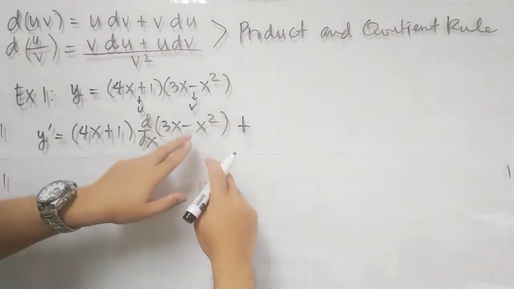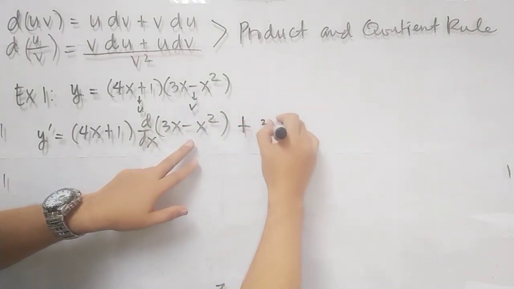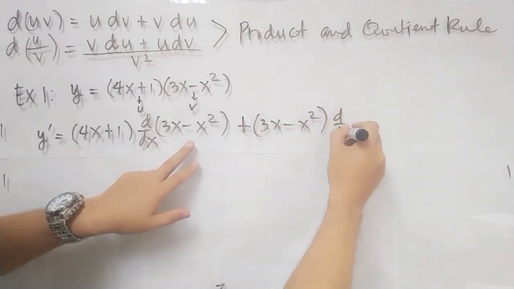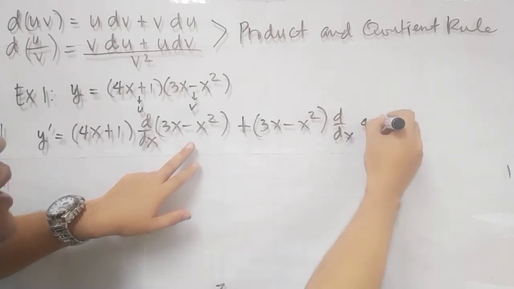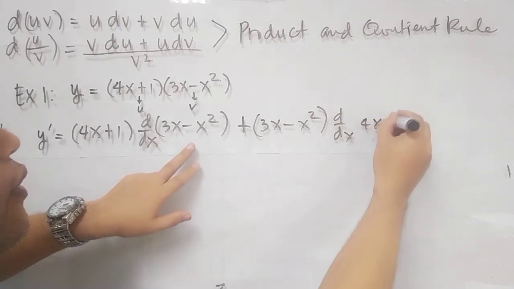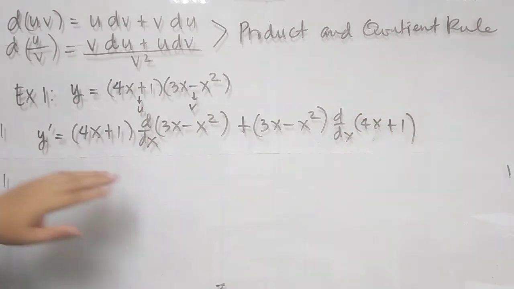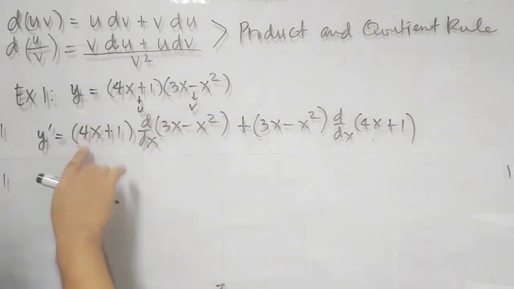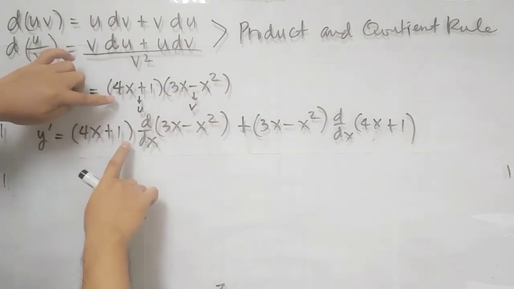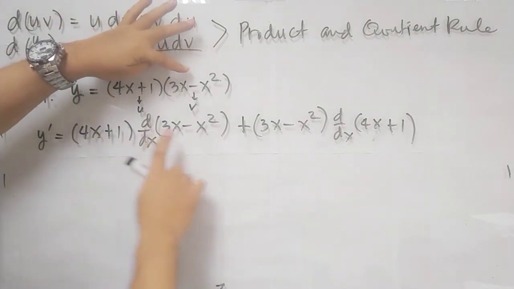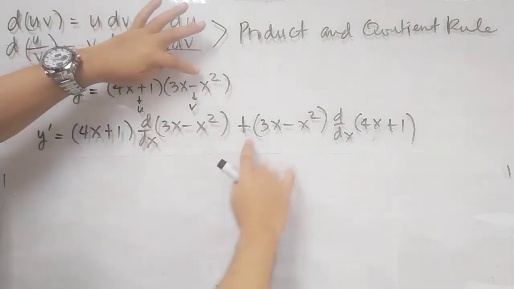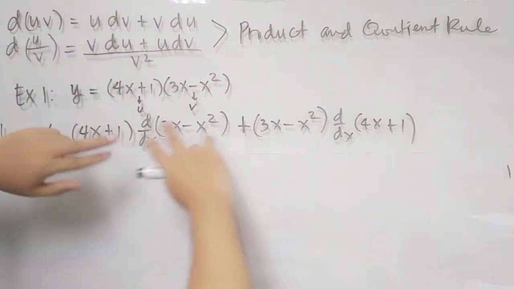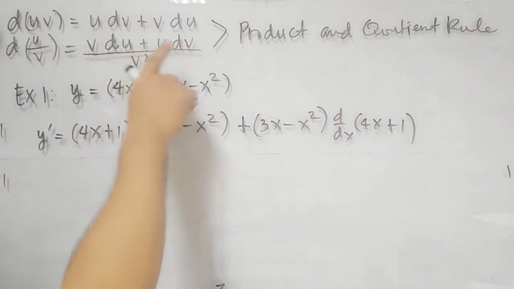Then, you have to write this one first. You have 3x minus x squared times the derivative of 4x plus 1. So if we have two groups of polynomials, you have first 4x plus 1 times the derivative of this part, plus this one times the derivative of the other part, which is 4x plus 1. This is how we apply this formula.